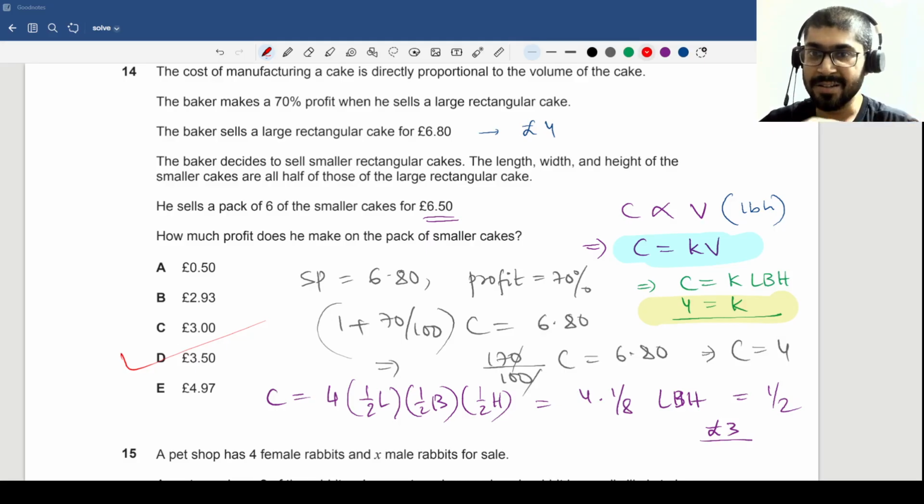I took LBH to be 1, so I got the value of K to be 4. Once I got the value of K as 4, I can find the cost of the new cakes. So everything is half. For each new cake, the cost of production is half a pound. Now I'm selling 6 of the smaller cakes, so my total cost of production is 3 pounds, and I'm selling this for 650. So my profit will be 350, and D is the correct answer.